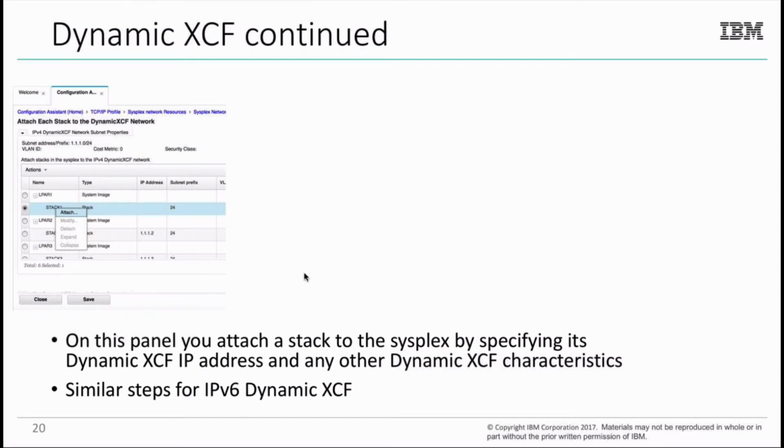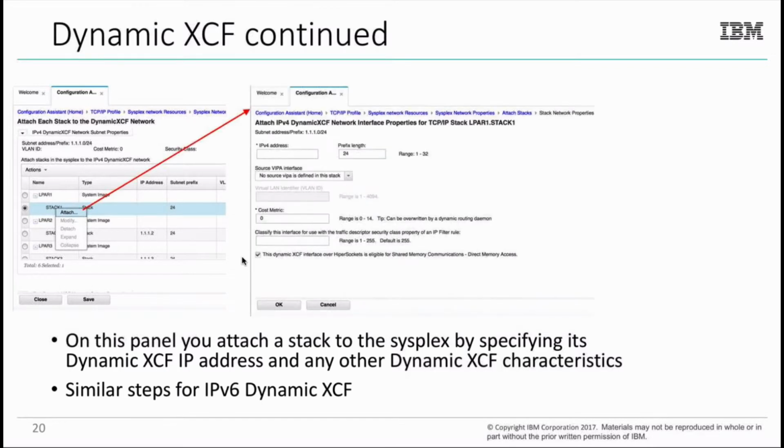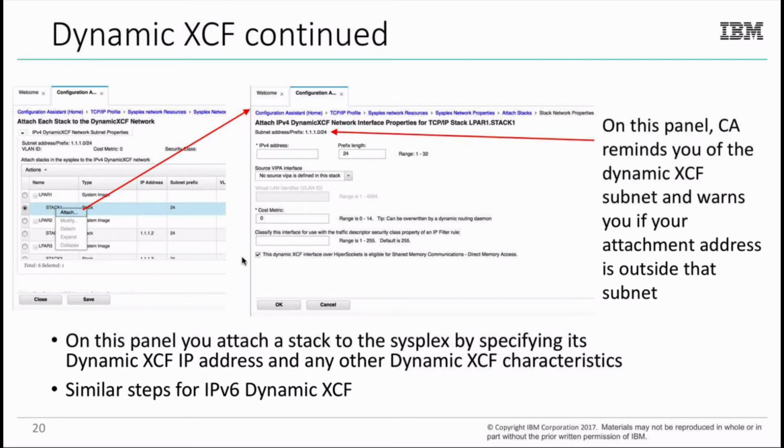and then it shows you all the stacks in the Sysplex. You can either right-click on a stack or pull down Actions and click Attach, and it gives you a screen to attach this stack to dynamic XCF. Now, one thing about this panel is it reminds you what the subnet and prefix of dynamic XCF is. If you try to attach this to dynamic XCF with an address outside that subnet, we will let you, but we will warn you. Right? It's not a best practice to attach outside of a subnet, but we found that some customers do it, so we've had to permit it, but we warn you. So it's an attempt to encourage best practices.